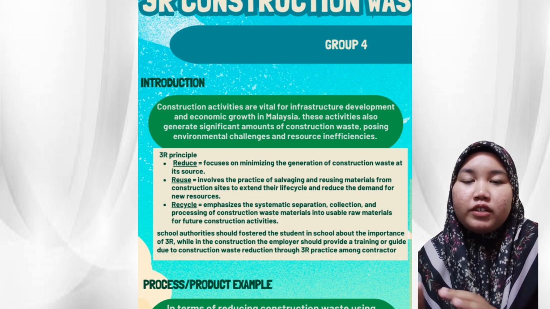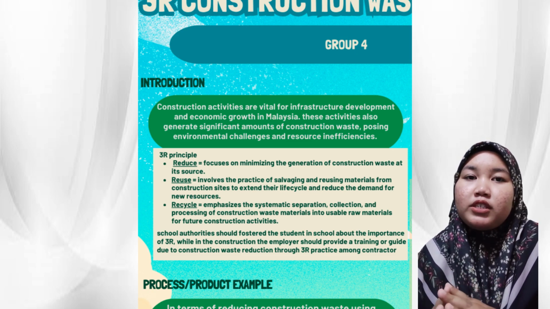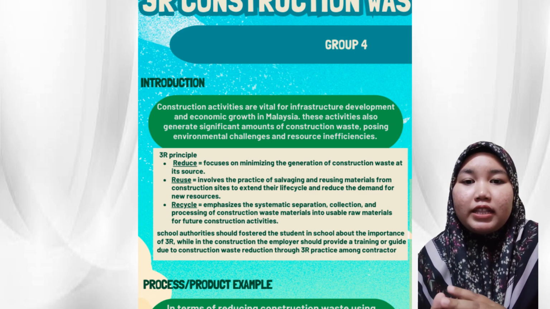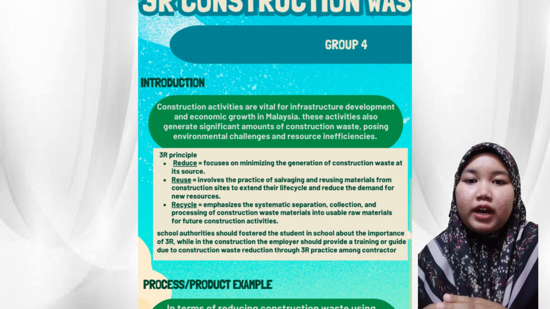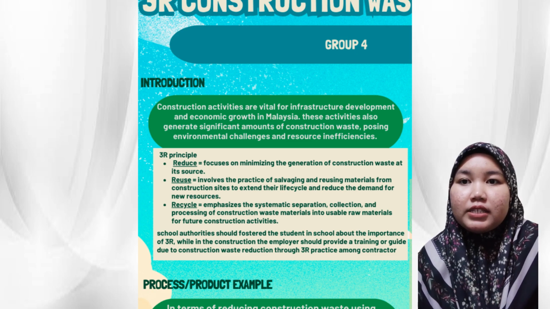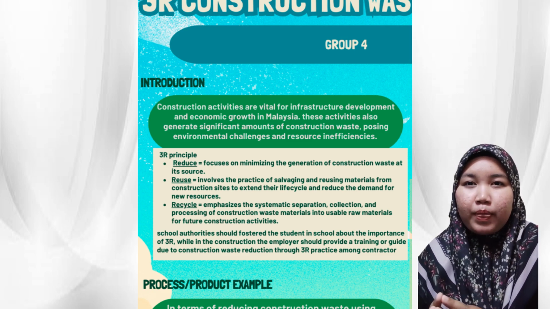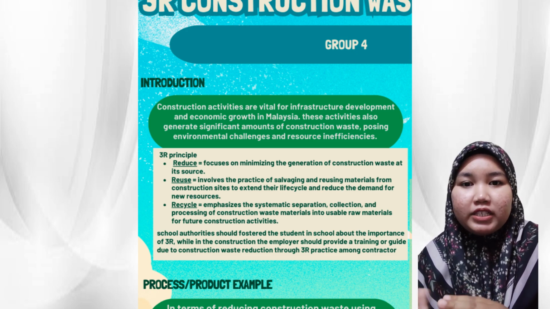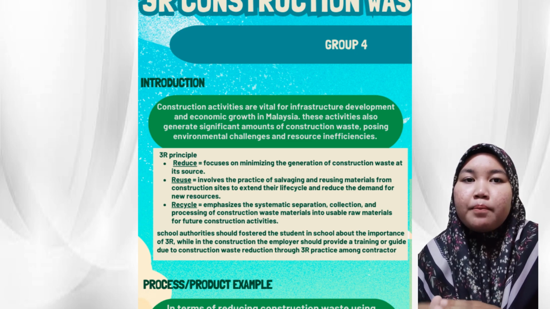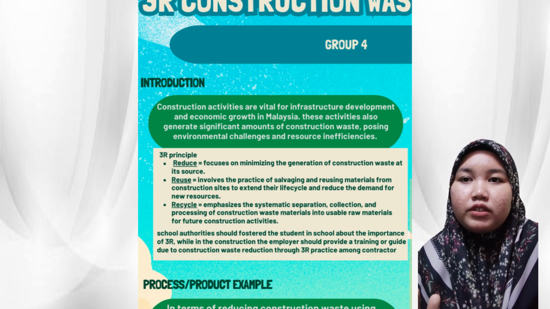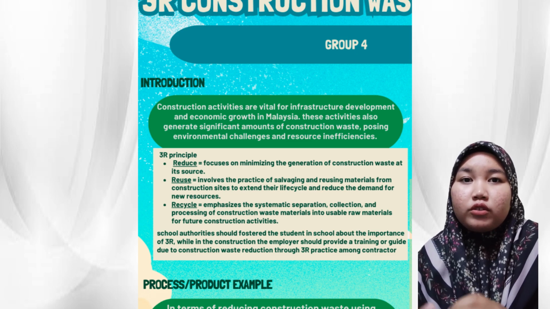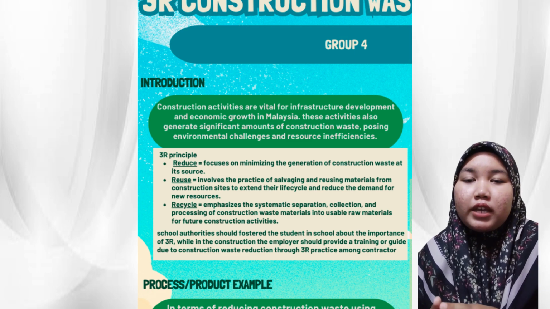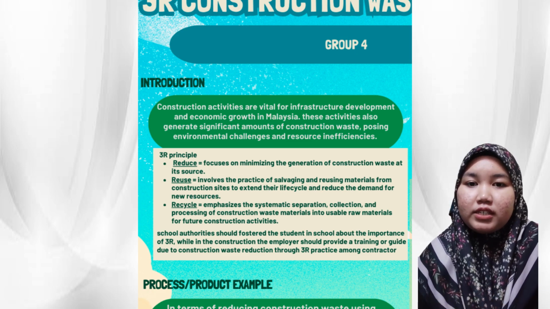So the first component of the 3R principle is reduce. Reduce focuses on minimizing the generation of construction waste at its source. Malaysian contractors are increasingly implementing practices such as efficient project planning, accurate material estimation, and procurement strategies that prioritize minimal packaging and waste-free delivery. By optimizing construction practice and reducing over-ordering of material, contractors not only decrease waste generation but also lower project costs and enhance overall efficiency.